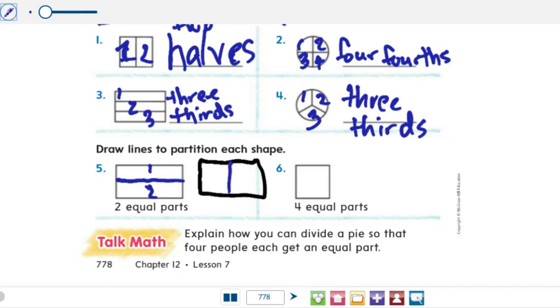I want to cut it in half up and down. That's okay too. I've got 1, 2 equal parts. There are many different ways we can cut them as long as they are equal sizes, okay?